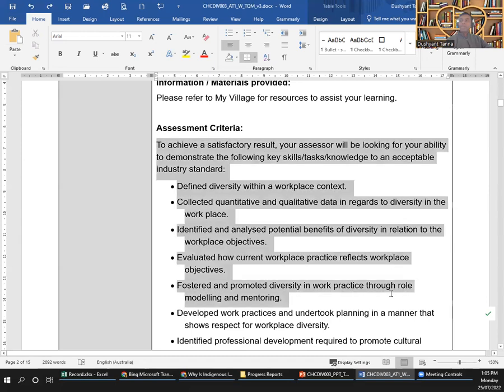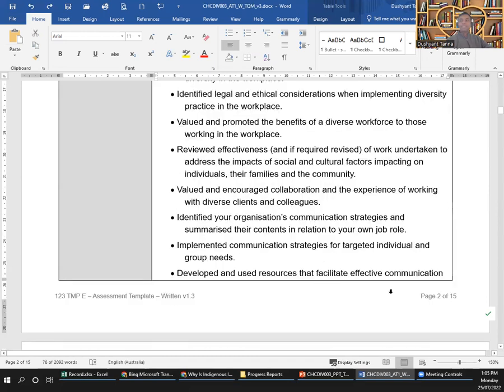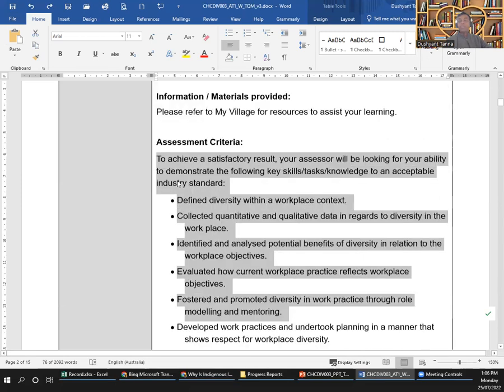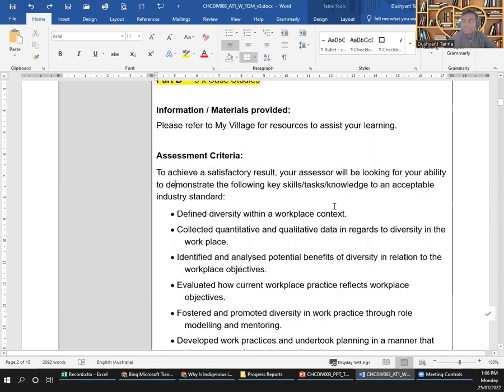I'll be talking about this on the first instance, but it's not really required. It's kind of FYI, for your information. So if you wanted to achieve a satisfactory result, I will be looking for your ability to demonstrate the following skills and task knowledge to an acceptable industry standard. So don't write one or two words, write whole sentences. Don't write one sentence, write 2 to 4 sentences with every question.